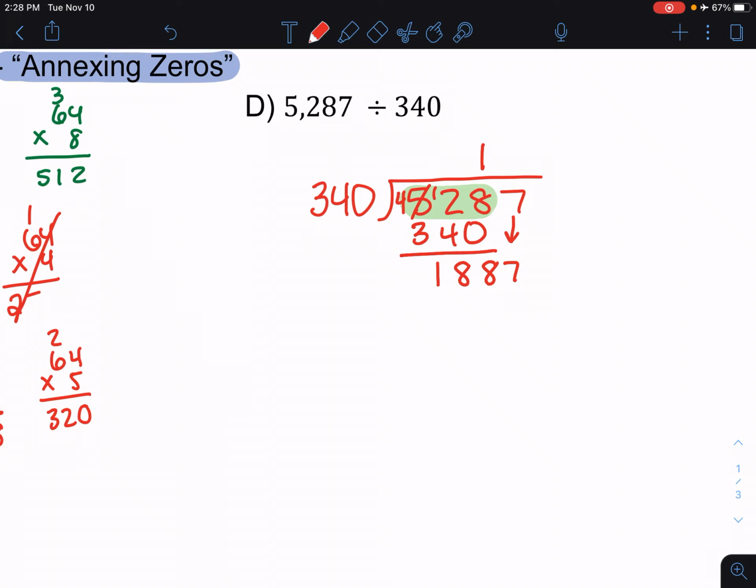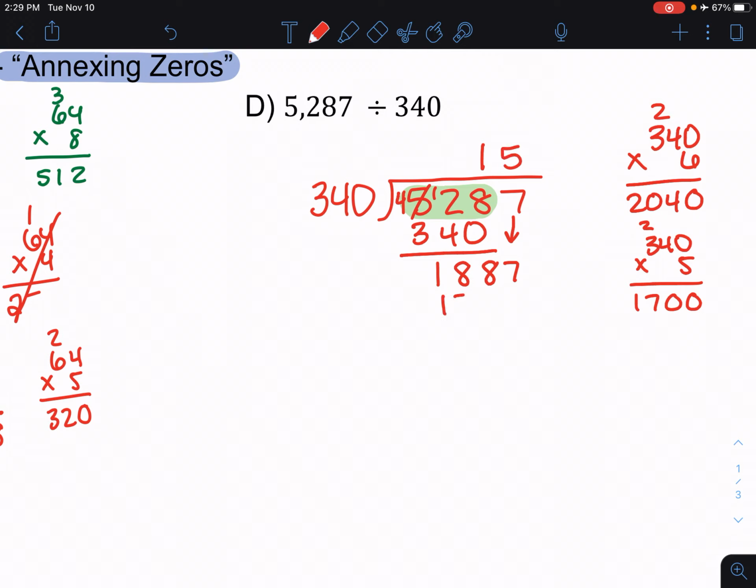3 times 6 is 18, so I'm going to try 340 times 6 and see what happens. So 6 times 0 is 0. 6 times 4 is 24. 6 times 3 is 18, plus 2 is 20, so that's too big. So let's try 5. 340 times 5. So 5 times 0 is 0. 5 times 4 is 20. Carry the 2. 5 times 3 is 15. Plus 2 is 17. So I'm going to do 5. And I've got 1,700. And we're subtracting, so this one we used all 4 digits. So 7, 8, and 1.